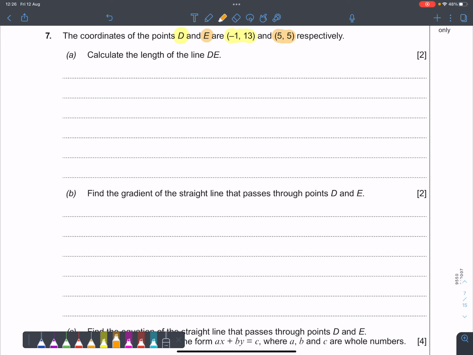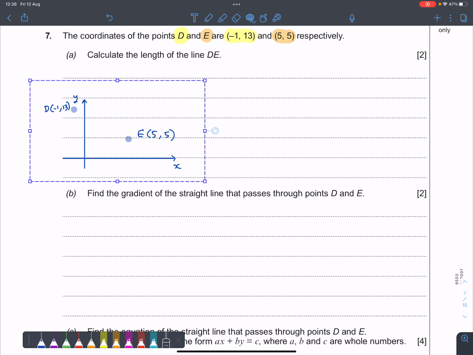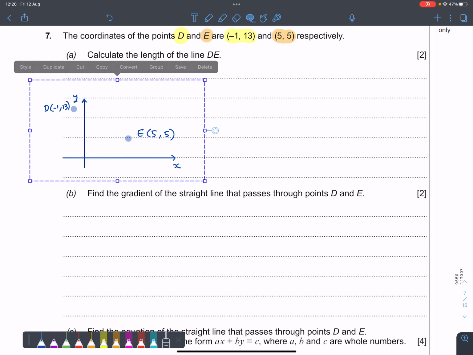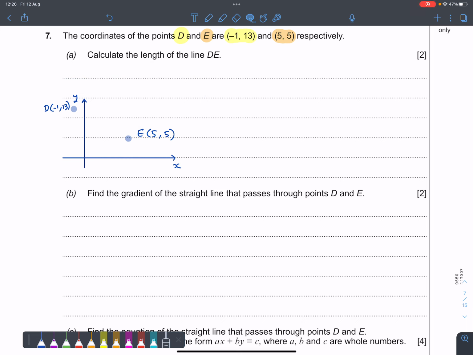So whenever we have a coordinate geometry question, I always find it very, very useful to draw a quick diagram. So I've made a diagram here. It just gives us a better idea about what's happening with the question. There's no scale involved in this, it's just a quick sketch. And we need to calculate the length of the line DE. So if I go from D to E, it'll be working out that length.